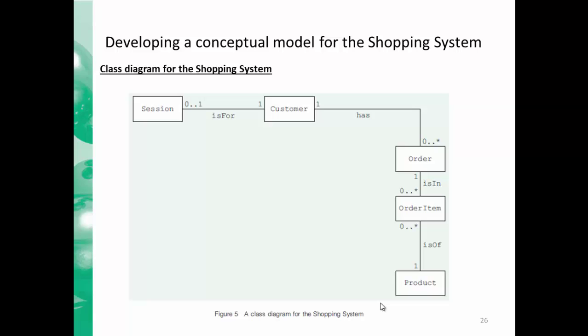Now, an order item will appear in an order, and an order may have no items, or it may have many items, meaning 1, 2, 3, 4, 5, and no limitation for the number of items. Same for the product. One product may appear in more than one order item.